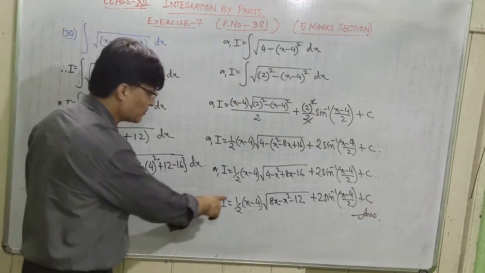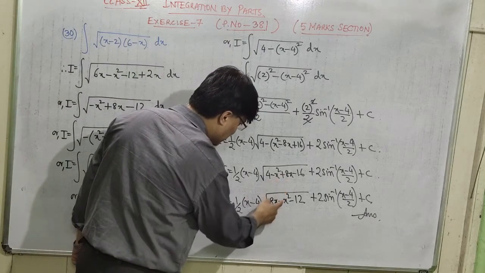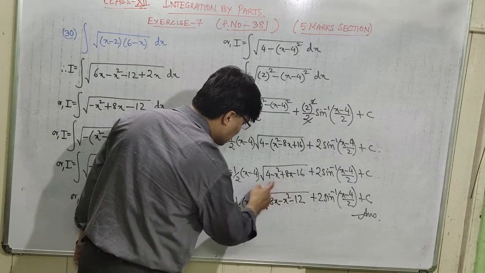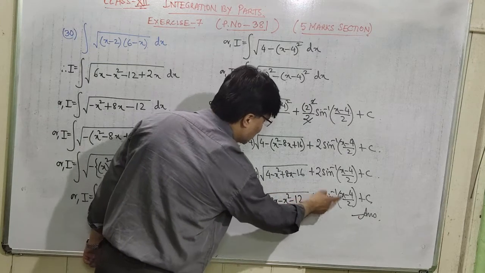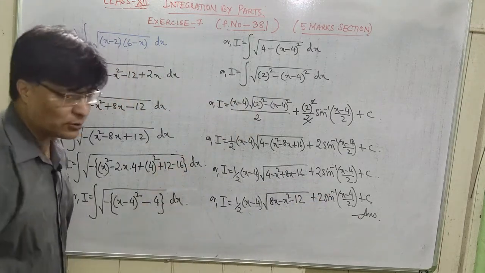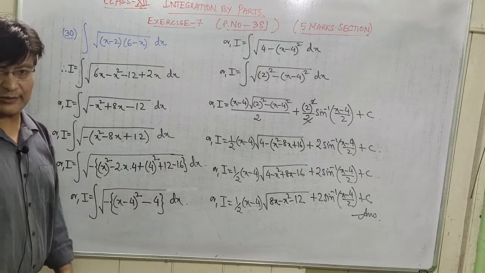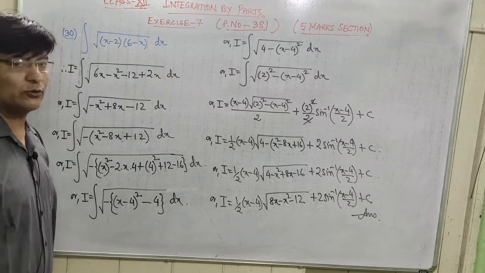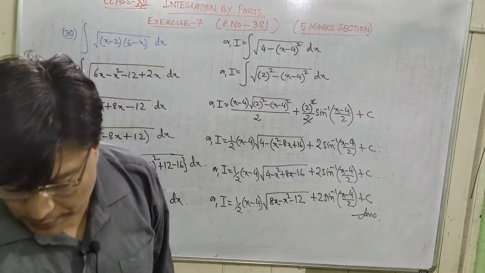The answer is half into (x minus 4). Then 8x is written first, minus x square minus 16 plus 4 is minus 12, plus 2 sine inverse within bracket (x minus 4) divided by 2, plus c. So this is the final answer. So I think you have understood it, so you can note it down. So now we'll do the next problem.